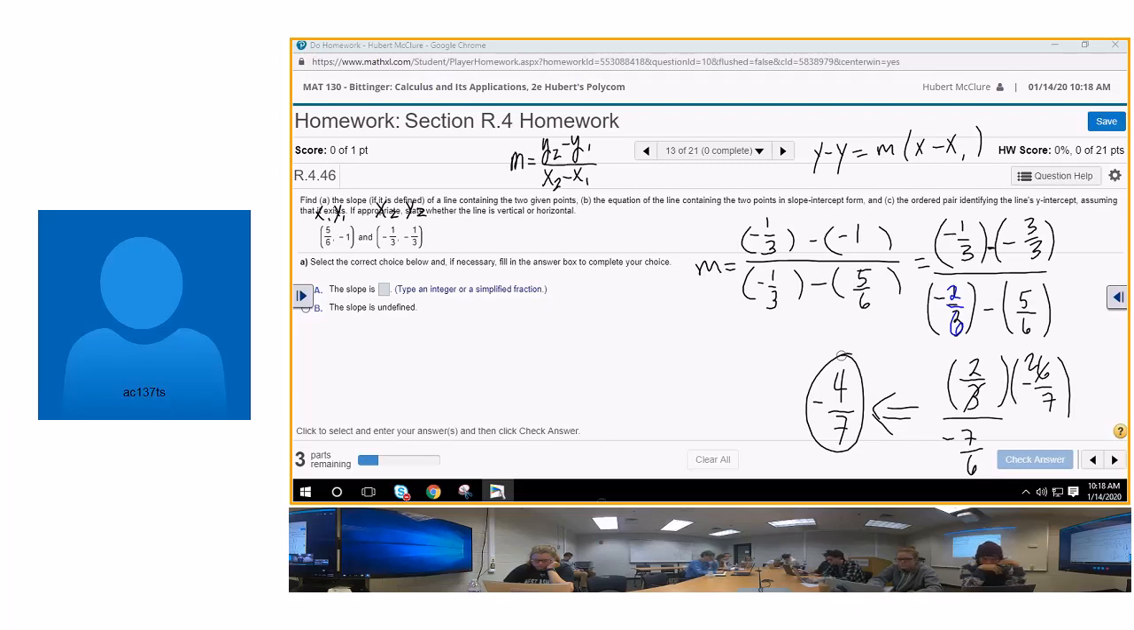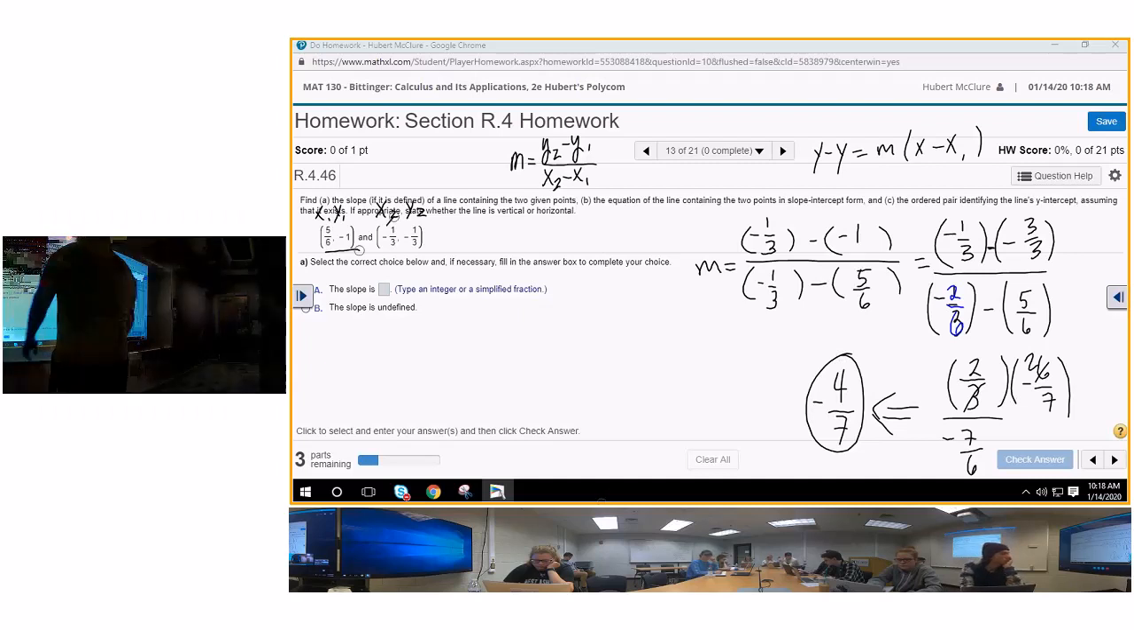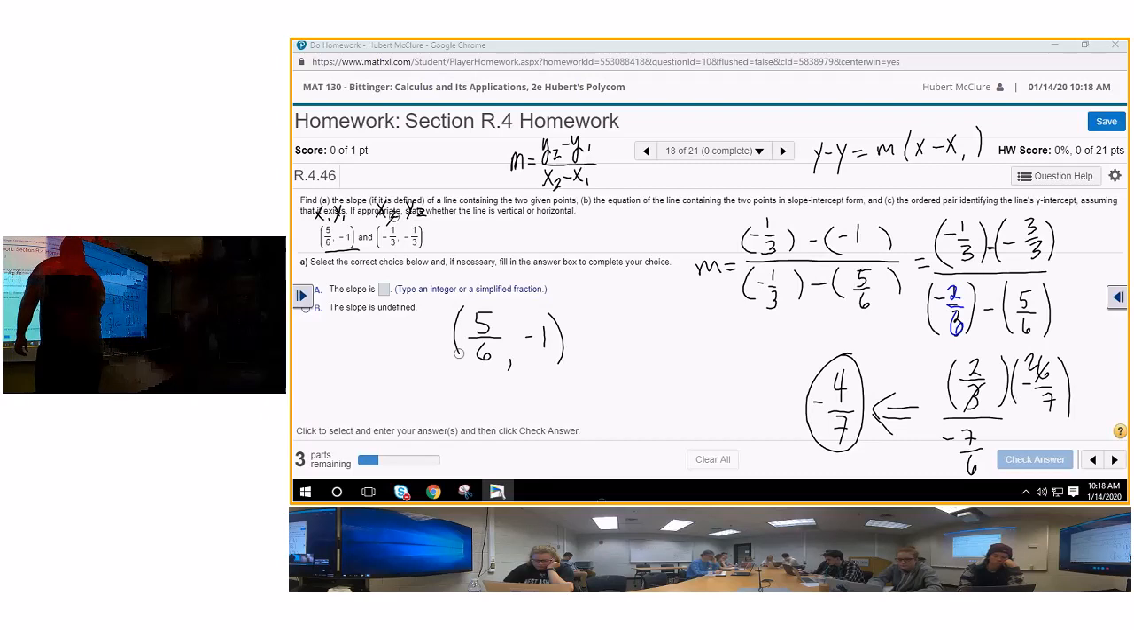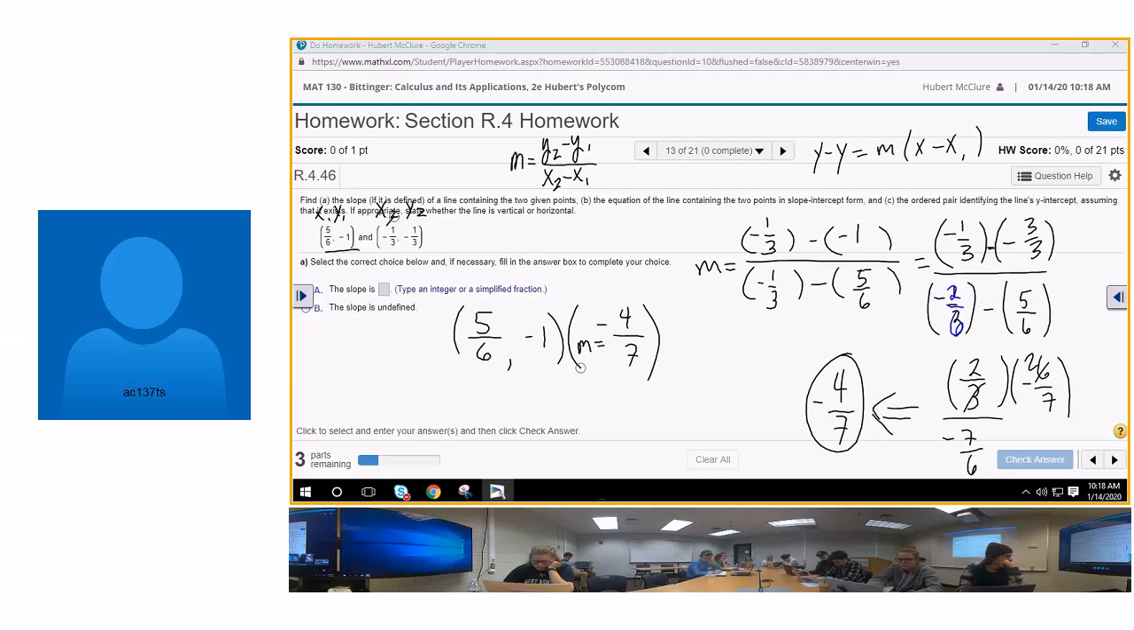Okay. Now, I've got a point. Pick one of these. I don't care. I'm going to pick this one. So I'm going to go over here and I'm going to do part 2. 5/6, comma, -1. There's my point. And my slope is -4/7. So now plug and chug into the point slope equation. We can plug it in, see if we're right.